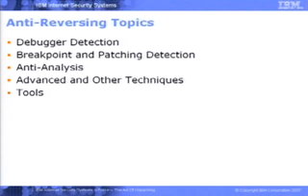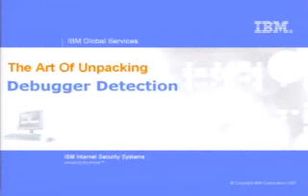My talk is divided into several parts. The first part involves debugger detections. It is how packers attempt to detect the debugger, or if a debugger is running on the system. The other one involves identifying breakpoints or patches in the packer stub. The next one is anti-analysis, and the others are advanced techniques used by packers. I will also briefly discuss the tools that can be used. So the first one is debugger detections.